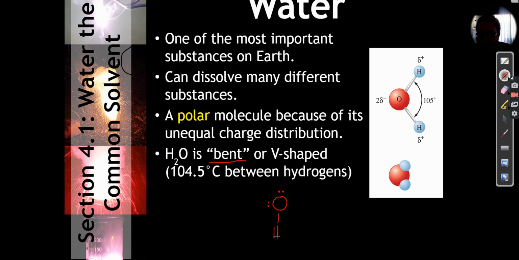But what causes that bent shape? Well, these electrons, what they do is they push down those bonds. They push them down, and it creates a little angle. And that angle results in that bent shape, or that V shape.